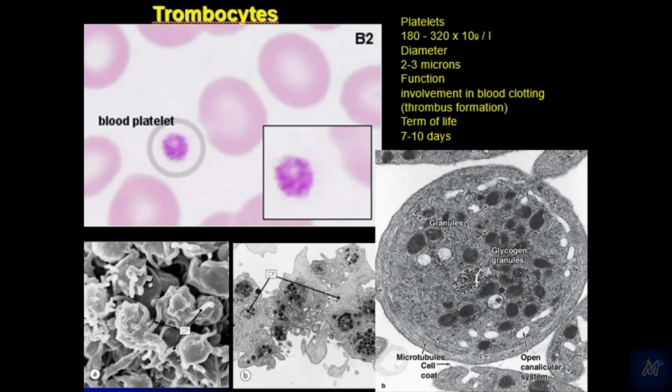Platelets or thrombocytes. Normally the count of platelets is 180 till 320, multiplied by 10 to the 9th per 1 liter. A very, very small formed element of the blood. It's about 2 till 3 microns, as you see. What about formation? How are they organized? Platelets are pieces of cytoplasm, cell membrane of the megakaryocyte.